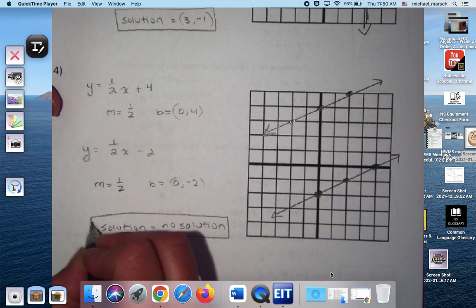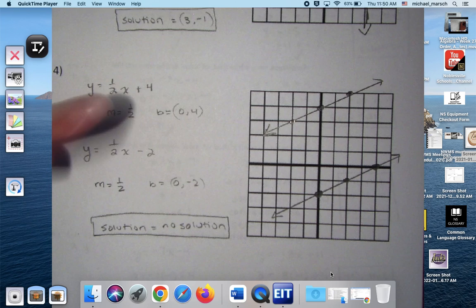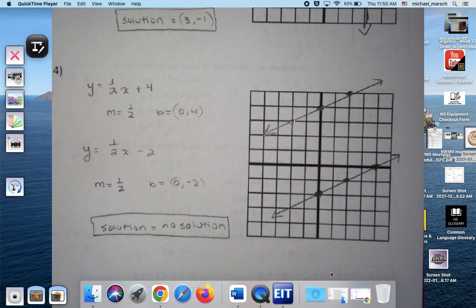Who can tell me why these two lines will never intersect? Because they're parallel. They are. And what makes them parallel? The slope. The slope being the same. You guys are on it.